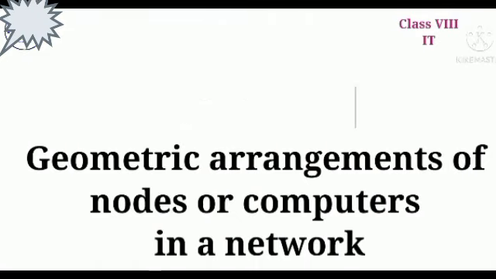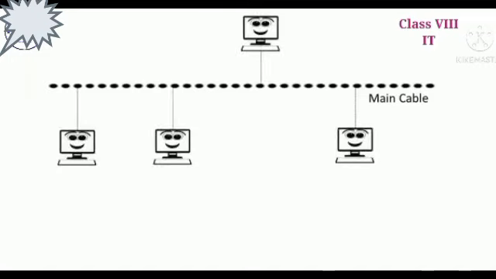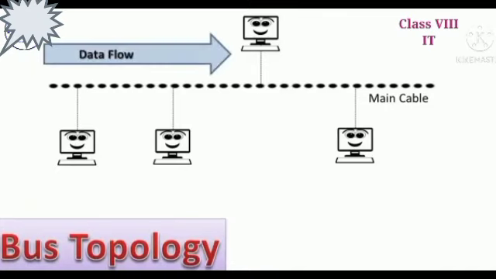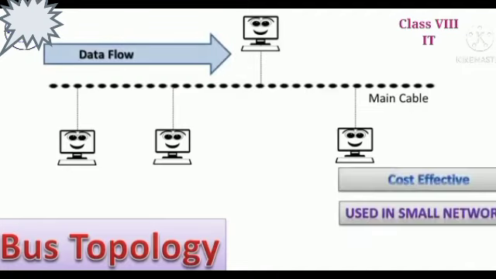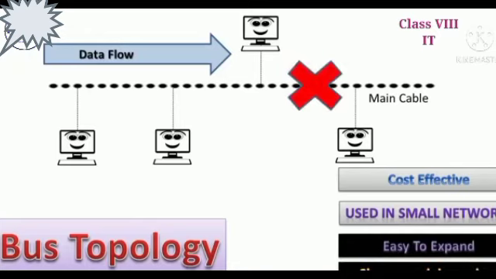Going to learn about topology. What do you mean by topology? The geometric arrangement of nodes or computers in a network is called topology. There are different kinds of topologies. First is bus topology. You can see in this picture there is a main cable and the different computers are connected to this main cable. In this topology, the data flows in a single direction. It is cost effective, used in small networks, easy to expand. But the main disadvantage is it's slower and depends upon the main cable. If the cable fails, the whole network will fail.